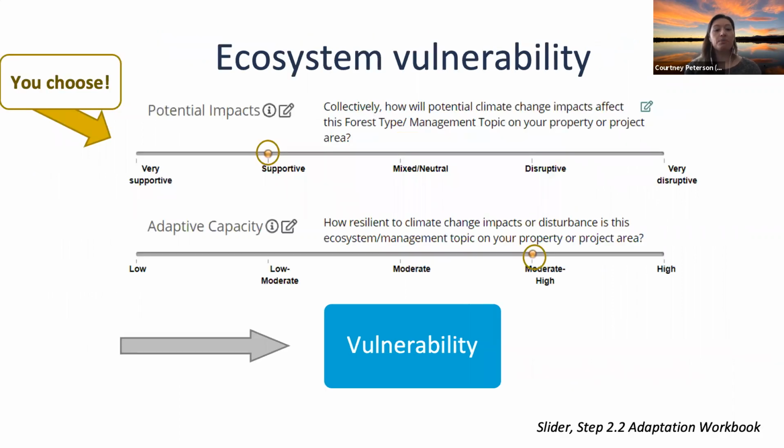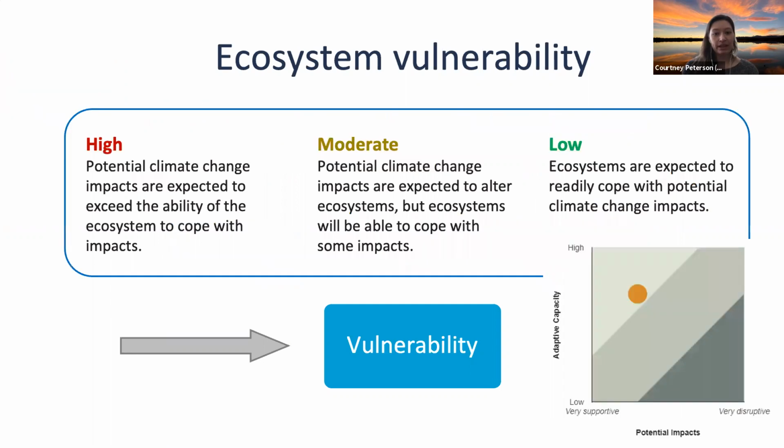And so when you get into the adaptation workbook, what you're going to see are these two sliding scales. And you can really rate the vulnerability of each of your ecosystem types or management topics on these sliding scales, thinking about, again, the potential impacts as being either supportive or disruptive to your system. And then the adaptive capacity, how resilient to climate change impacts or disturbance is your ecosystem or management topic, from either low to high.